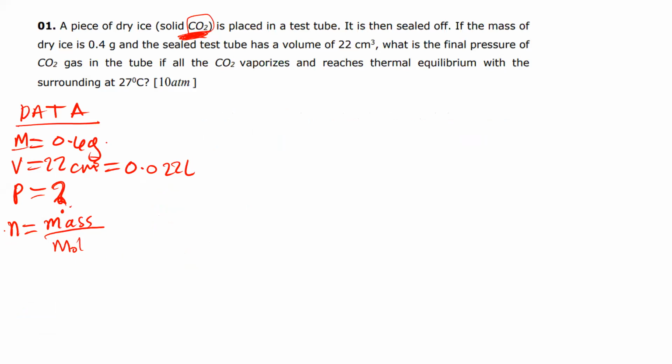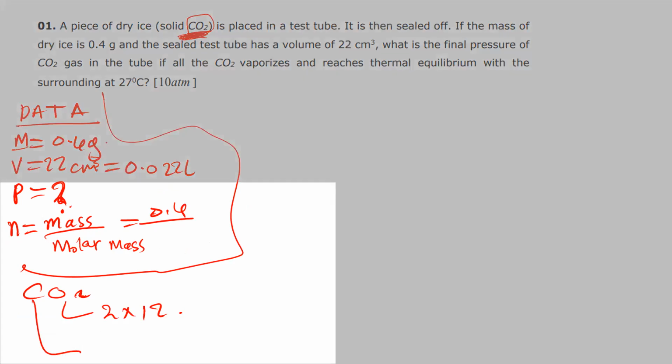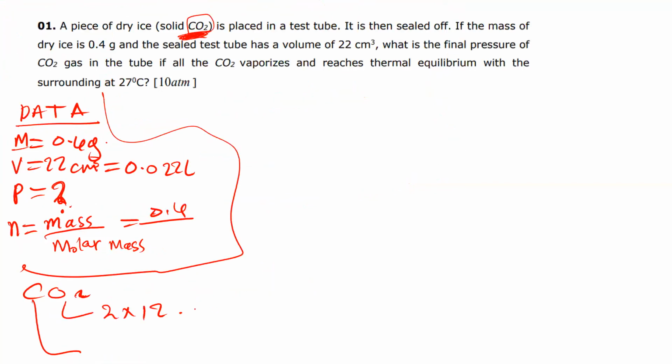So the number of moles is found by mass over molar mass. The mass has been given to be 0.4, and then the molar mass of carbon dioxide: we have 2 oxygens there, so 2 times 16, which gives us 32, and then carbon is just 1 times 12. When you add these two, you get 44. So the molar mass will be 44 grams per mole.